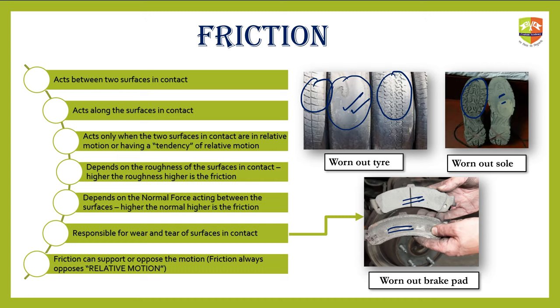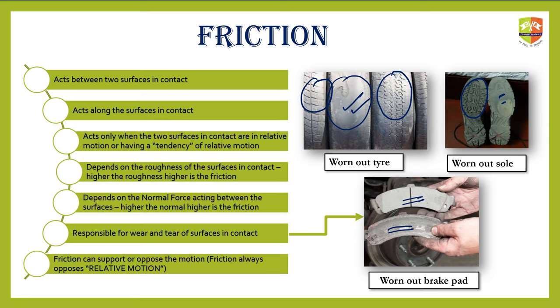Okay, so this is what we discussed about friction. So what did we discuss again? Friction is a contact force. It acts only when there is a relative motion between the two surfaces. It depends on the surface roughness. It depends on the normal force acting between the two surfaces. And it is responsible for wear and tear.